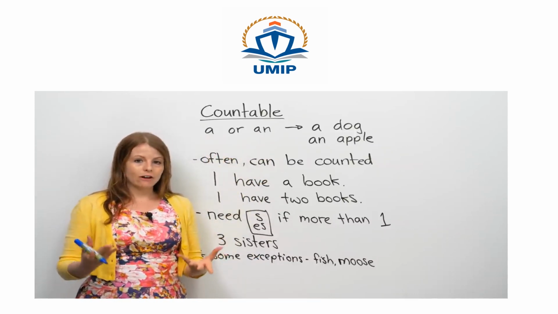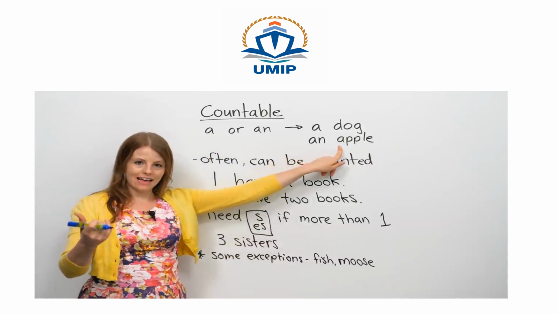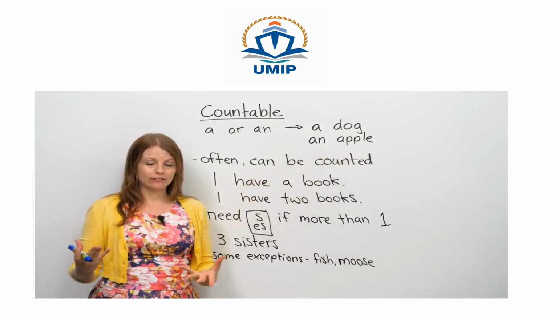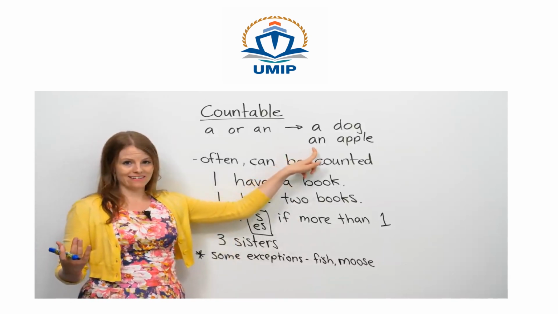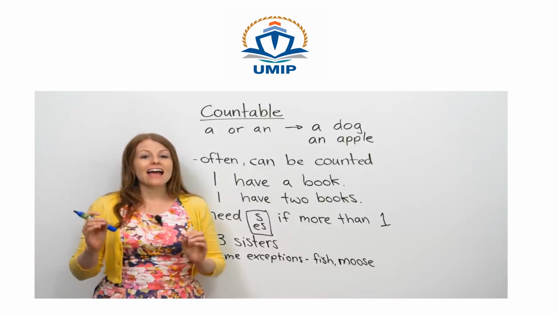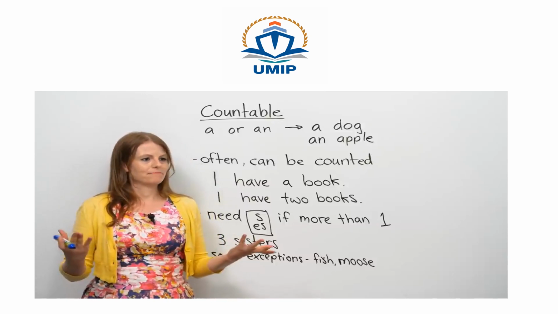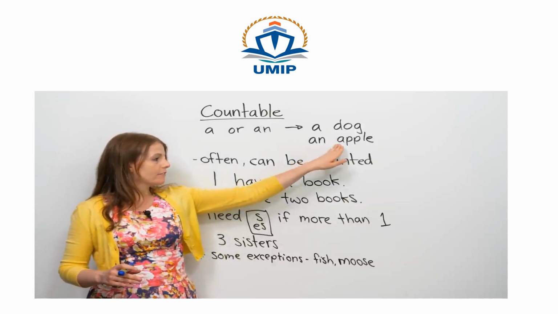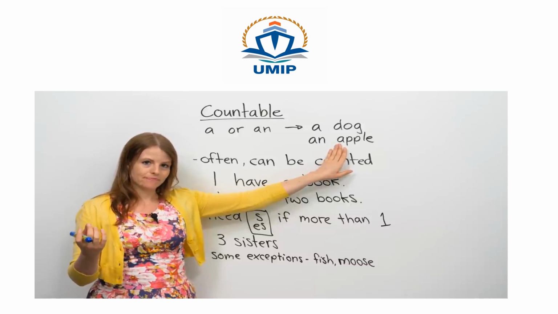If the noun starts with a vowel sound, so for example, A is a vowel, E, I, O, U, these are all vowels. And if it starts with a vowel sound, then we use an. I have an apple. I have an egg. I have an ant. Okay, so we use this if the first sound of the word is a vowel.